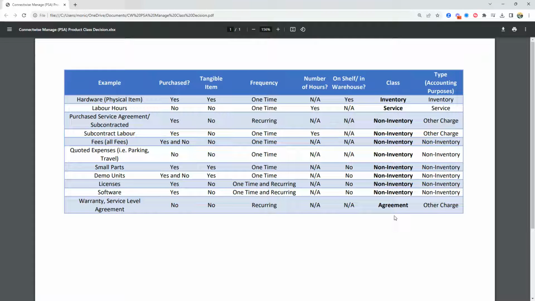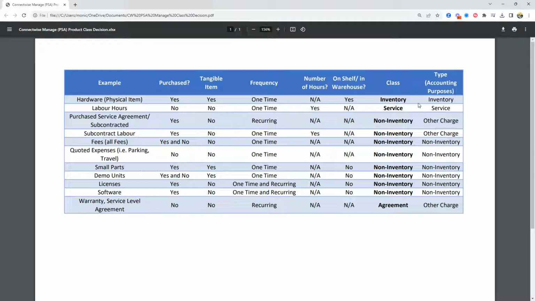Some things which can be a little bit confusing are fees, which I normally put as a non-inventory class, and demo units I use as a non-inventory class product as well. If you're unsure about the class of a product, set it as non-inventory. You can always change that later.